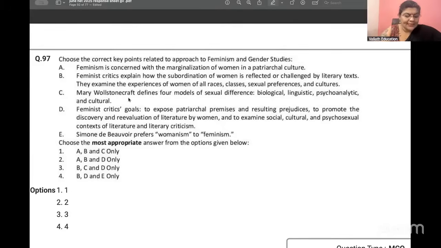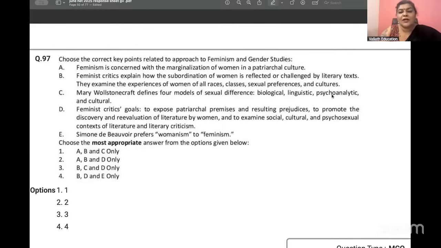Isn't C nonsense? I think it is nonsense. You should think like that. Feminist critics' goals are to expose patriarchal premises, resulting prejudices, promote, discourage, and so on. Okay, let it be. Maybe yes. Simone de Beauvoir prefers womanism. No, that is Alice Walker. So C and D are totally wrong. Anybody should know this. Alice Walker, womanism.